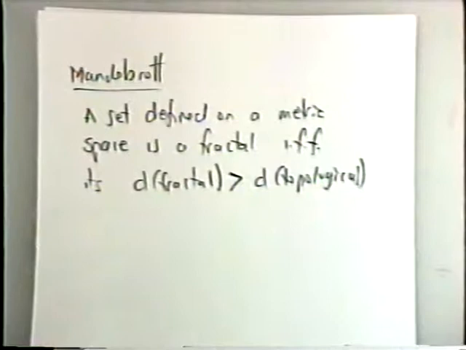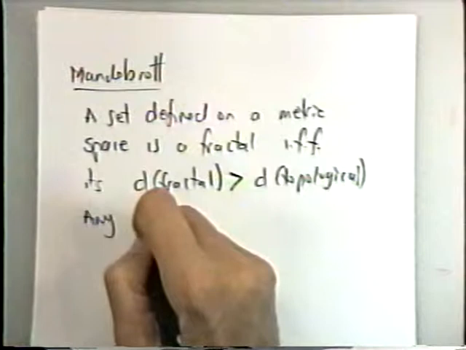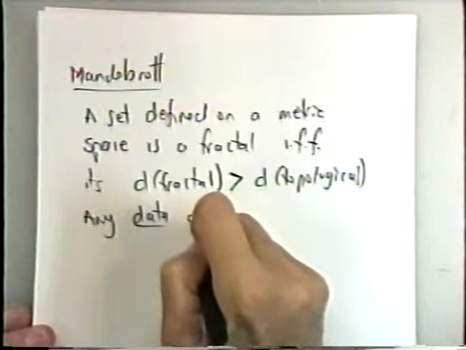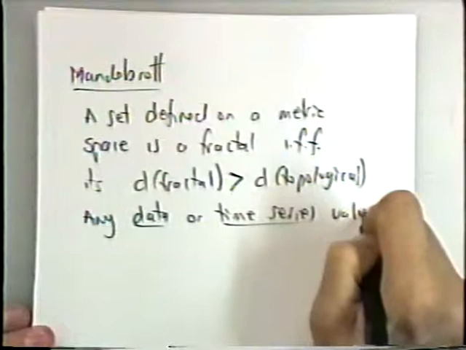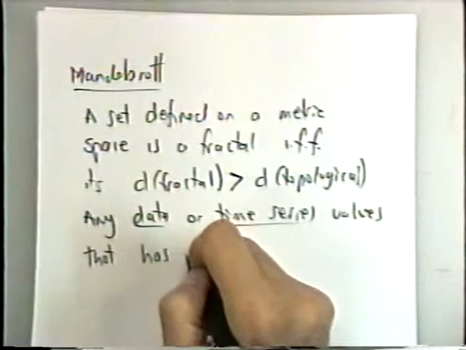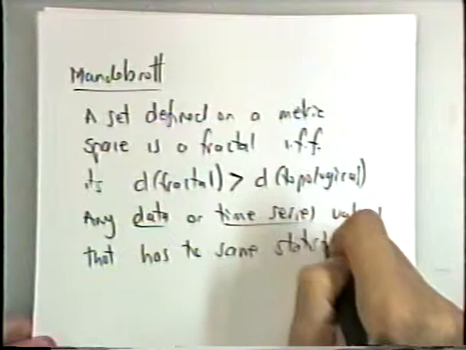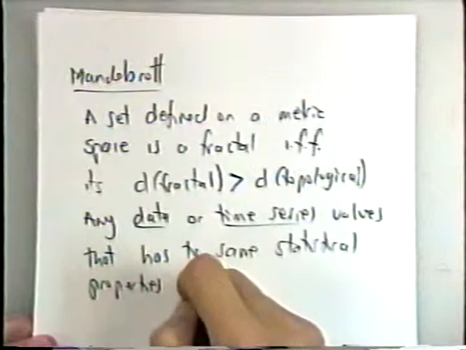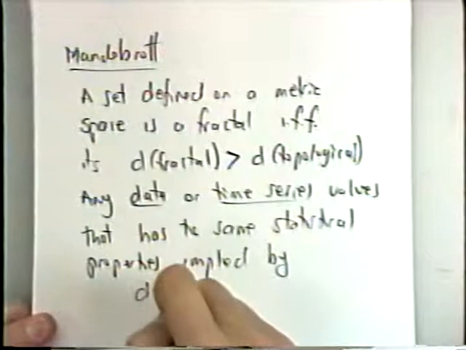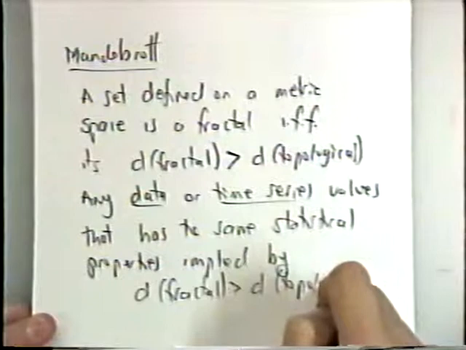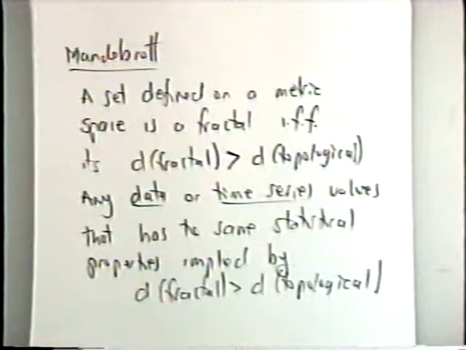And I would expand this definition to say not only a set, but any data or time series of values that has the same statistical properties implied by the fractal dimension being greater than the topological dimension. So I would expand the definition from just objects to data, or time series of data or values, that have the same statistical properties that this would imply for the object.